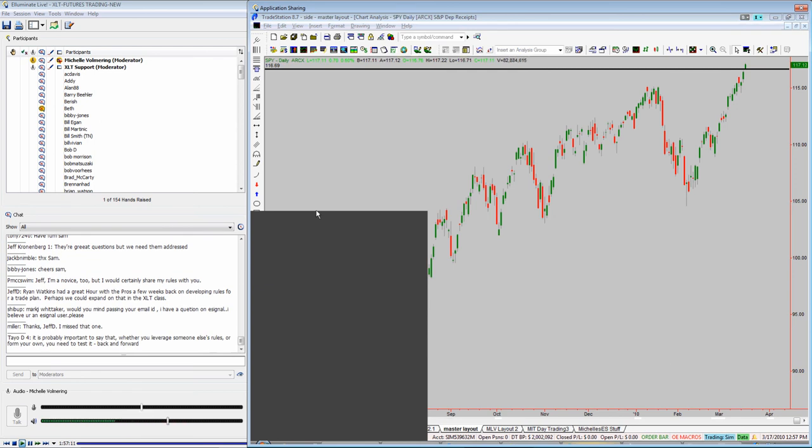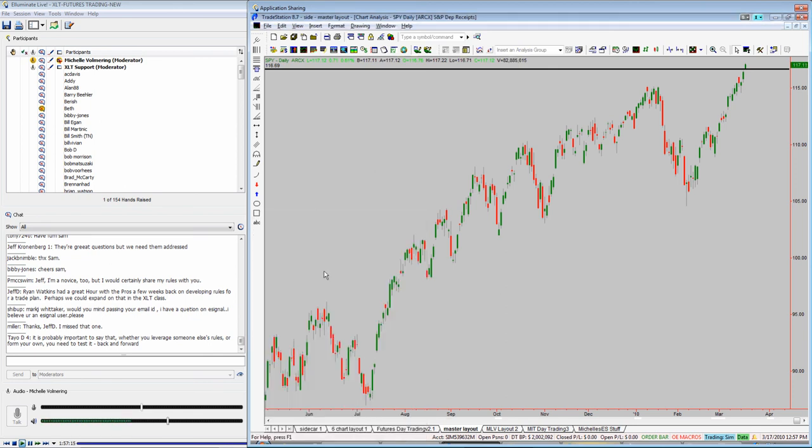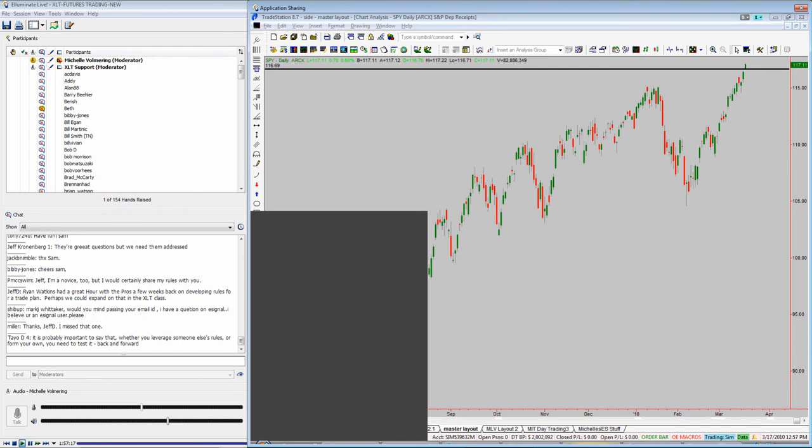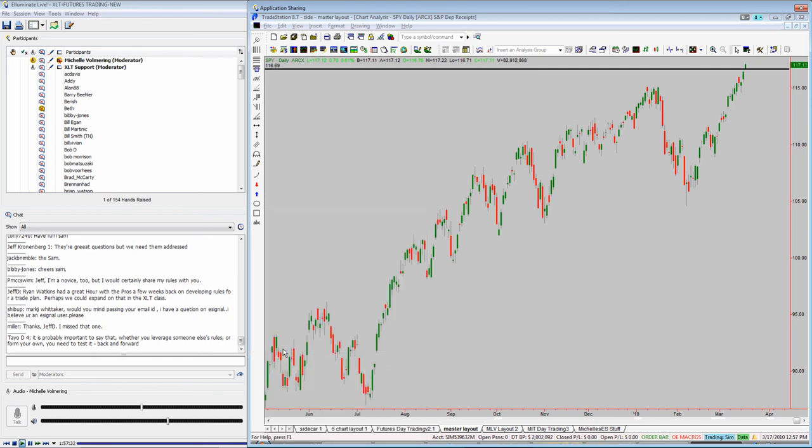All right, so let me go in. I'm trying to find on my chart here, in my computer here, the rules that I have in place. Microsoft Office. I'm still here.